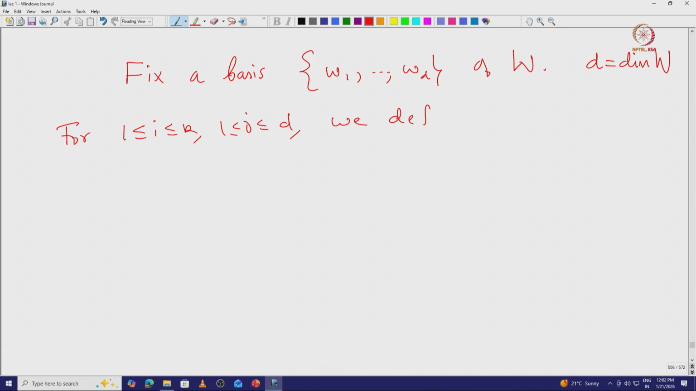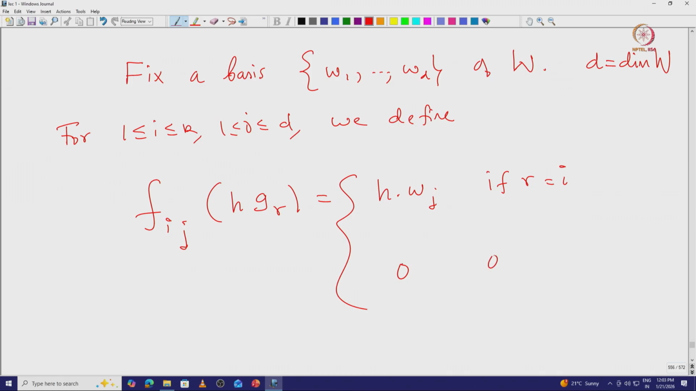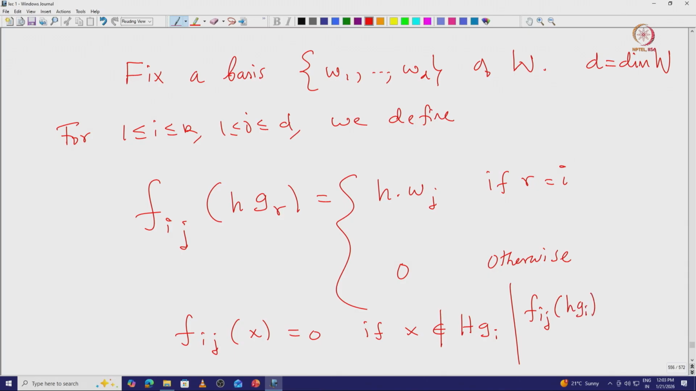Now what we can do, for given i from 1 to k and j from 1 to d, we define the following functions, call it f_ij, and it takes the value on h g_r, given exactly by h acting on w_j if r equals i, otherwise it is just 0. So basically f_ij just sees that g_i-th coset, and on the rest of the cosets it is 0. So f_ij of any x is 0 if x does not belong to h g_i, and when x is inside that coset h g_i, it is given by h dot w_j. This is how it is defined.